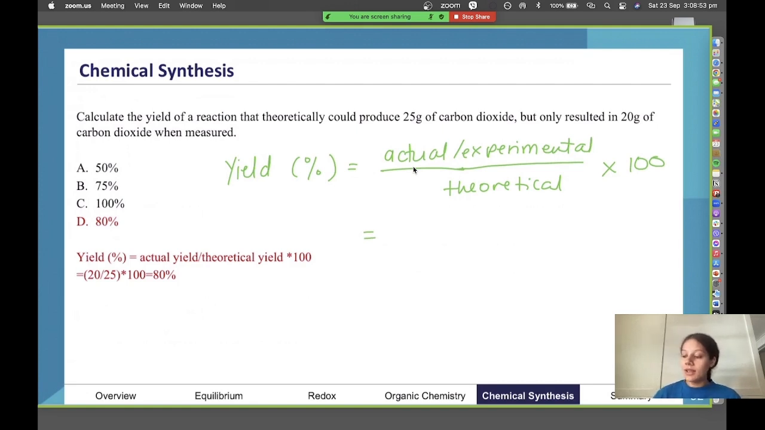So if we have that there, we have 20, that's what we actually got. Theoretically should have produced 25, and we multiply by 100. And then we pop that into our calculator. Multiply by 100, and that gives us our 80%. So the correct option there is D.